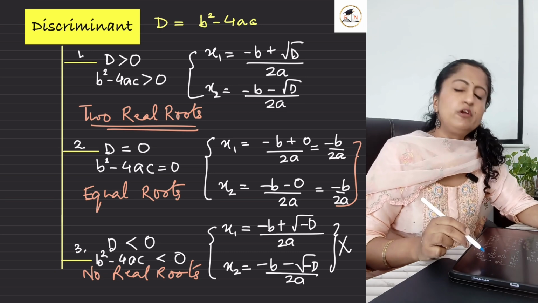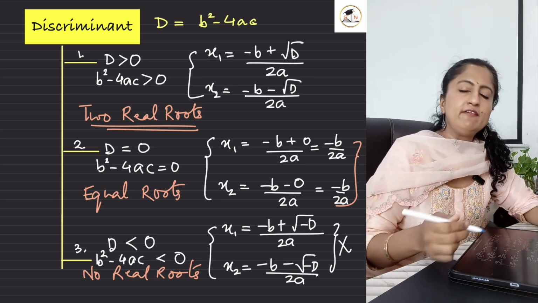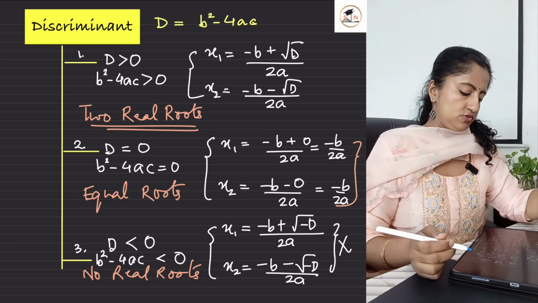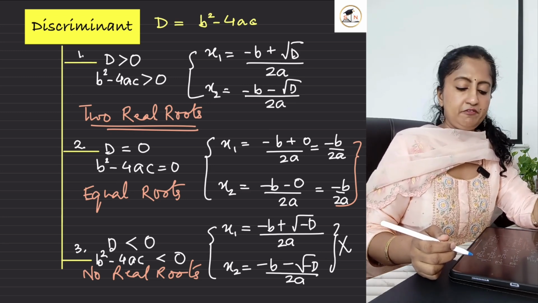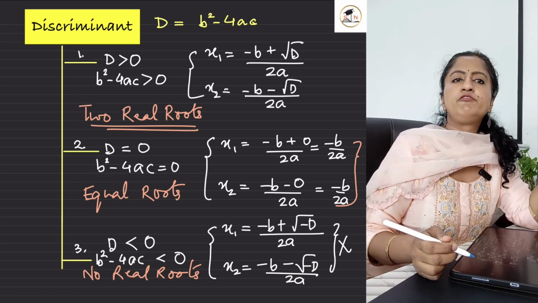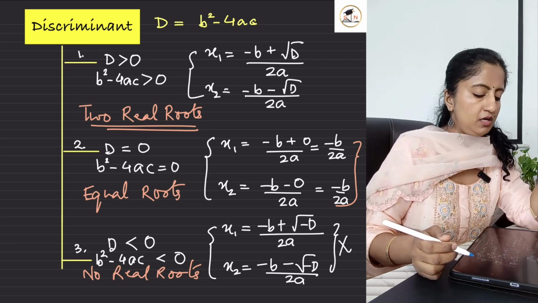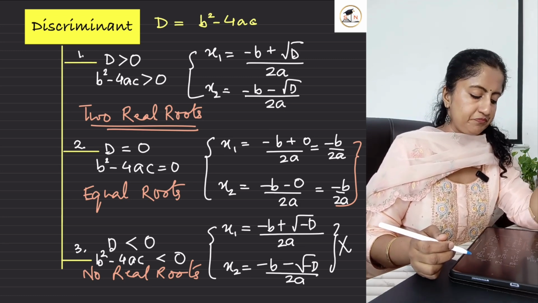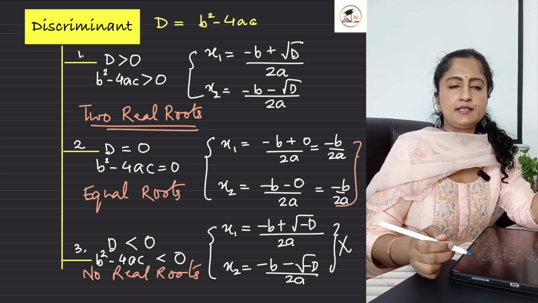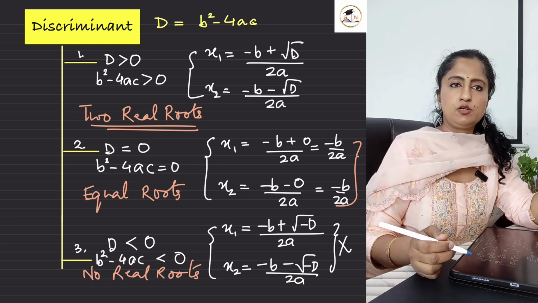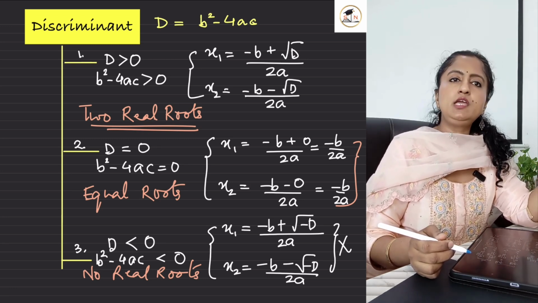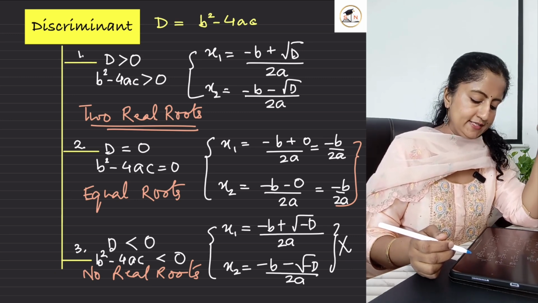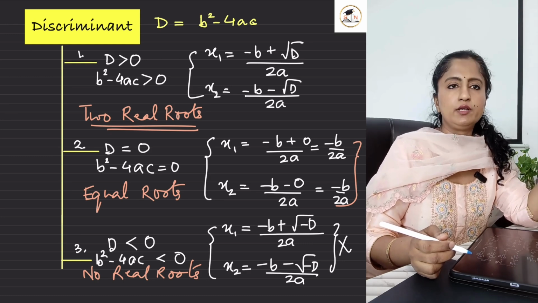It means we are not going to find any value of x when d is less than 0. So this slide is highly important. First we learned the quadratic formula, and after that we learned about the discriminant in detail. The three cases were: d greater than 0, which we call two real roots; when d was equal to 0, we named that equal roots; and when d is less than 0, we call it no real roots.